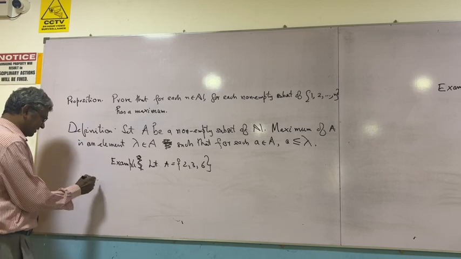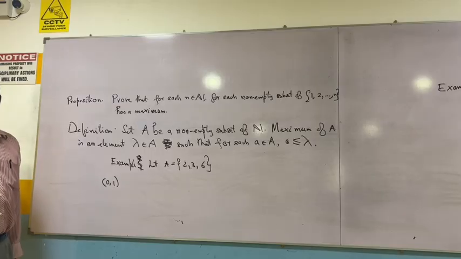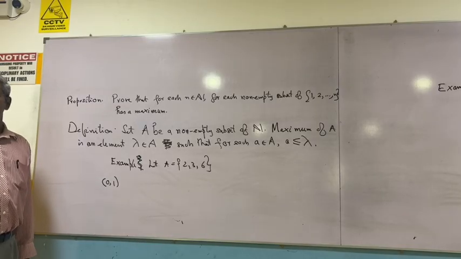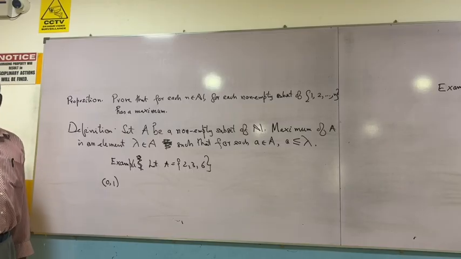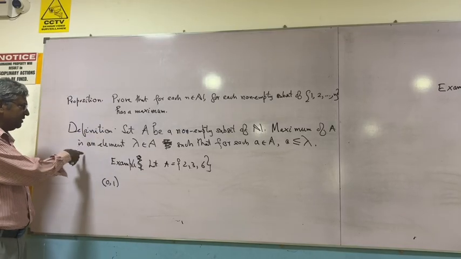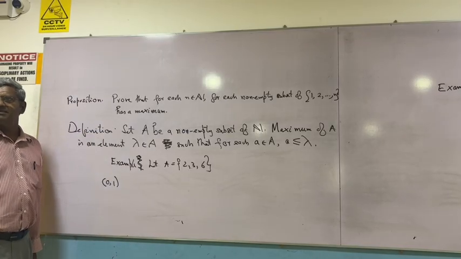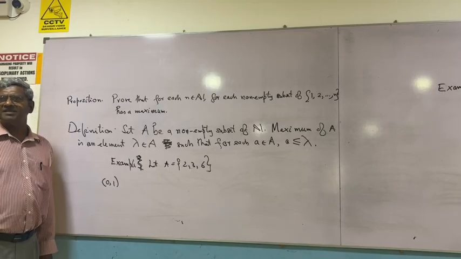What is the maximum of this set? Open interval (0, 1). Yes, no maximum, but it has some supremum. It approaches 1. Very good. That's the correct answer. It has no maximum, because 1 doesn't belong to the set. Maximum must be a member of the set. 1 doesn't belong to this set. Therefore, this set has no maximum.